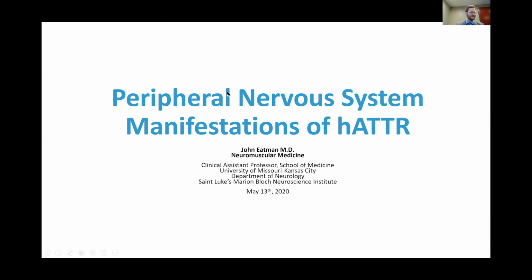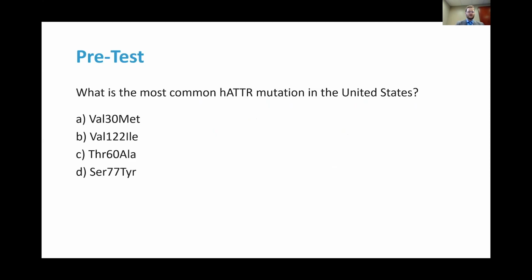All right, sorry about that. I'm not a huge computer person when it comes to Zoom. So this talk is going to be about peripheral nervous system manifestations of hATTR. And that's a little bit different than what was on the schedule, but I tried to narrow this focus to make sure that we get in the allotted time. And really this is directed towards non-neurologists to kind of give an explanation of what we do and how we evaluate patients. So for the pretest, what is the most common hATTR mutation in the United States?